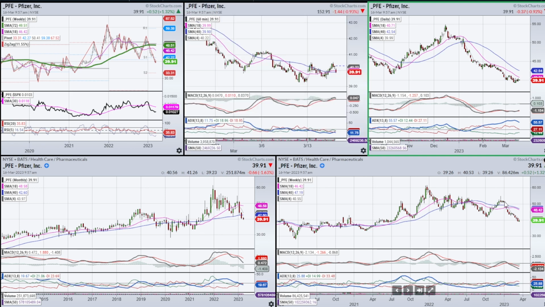So Pfizer makes kind of a big drop to the downside, but there's massive support underneath. So I don't like the trend of this. This is not a stock I'm interested in, but I don't think there's a lot of downside risk to it. I just think there's a lot of support around this 40 area. Yeah, it could slip down below.